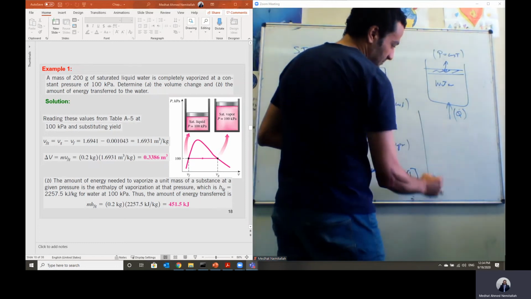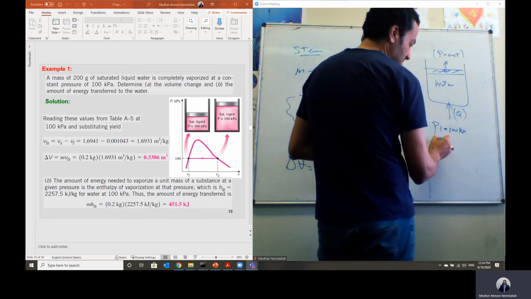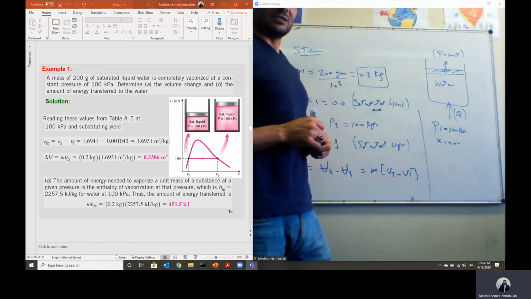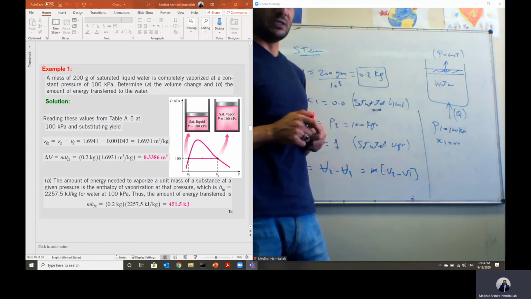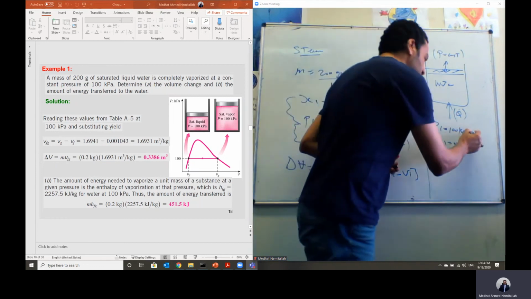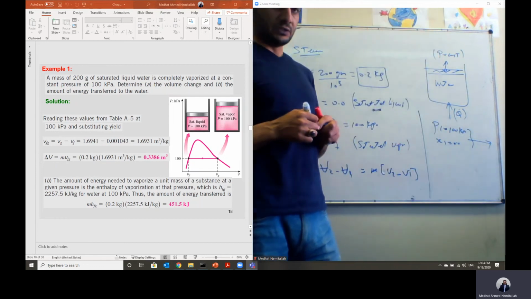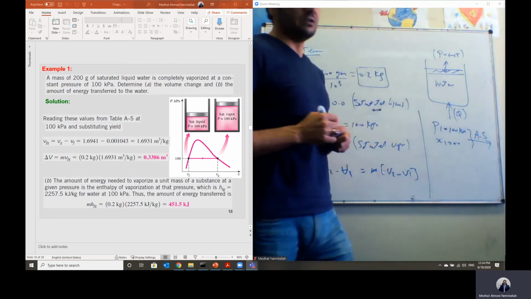So at state number one, P1 is equal to 100 kilopascal and the quality X1 is equal to 0. As the quality is given, the state is saturated, so I will be using the saturated table. But we said if the pressure is given, I will be going to table A5. If temperature is given, I will be using table A4. Pressure is given, so in this case I will be going to table A5.